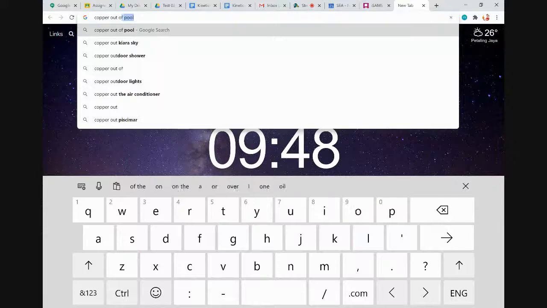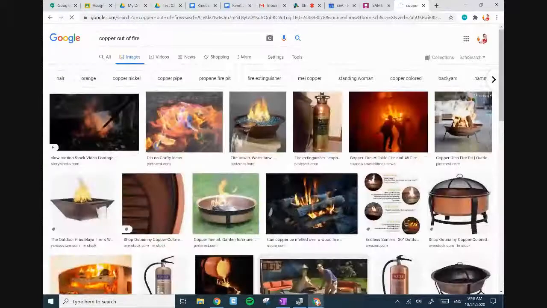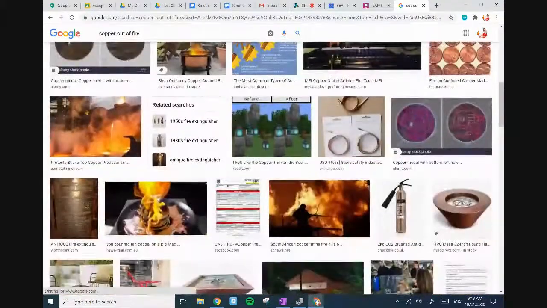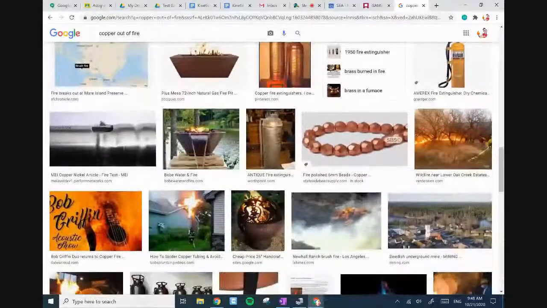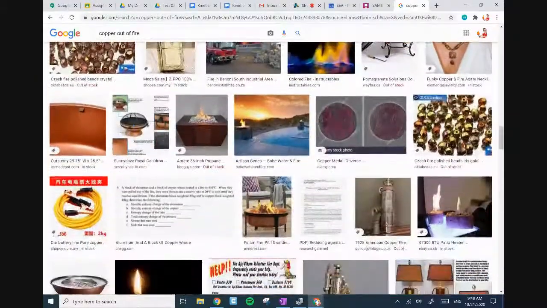Copper out of fire. I wonder whether or not that's going to work. Images. I wonder whether or not we're not going to see pictures of this, are we? That would just be a bit too much. It'd be far too nice for them to actually show this.